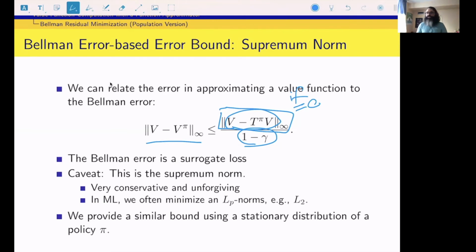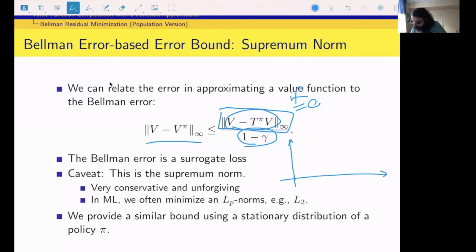So what are the issues here? One issue is that the supremum norm is very conservative and in some sense unforgiving, in that even if there is one state where our error is large, then this upper bound says that the Bellman error would be very large according to the supremum norm. So maybe I can give you an example.